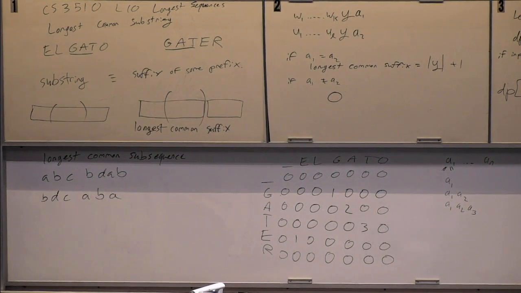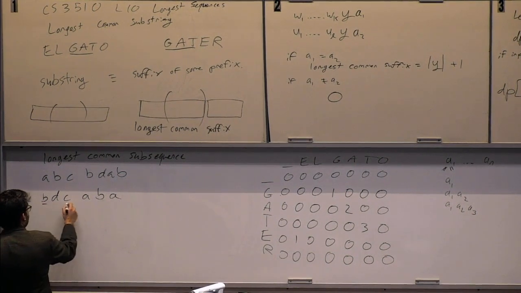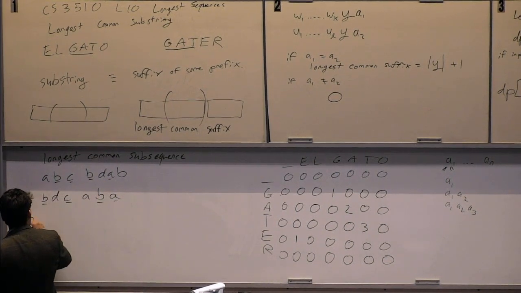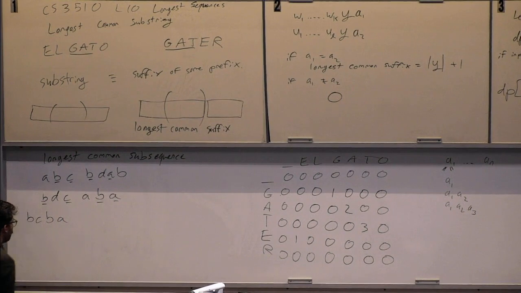We have a few subsequences of length 4 here, right? Common subsequences. We have B, C, B, A. B, C, B, A, right? Can we find a longer subsequence than one of length 4? There's another subsequence of length 4. Let's see if you guys can find it. B, D, A, B, yeah.